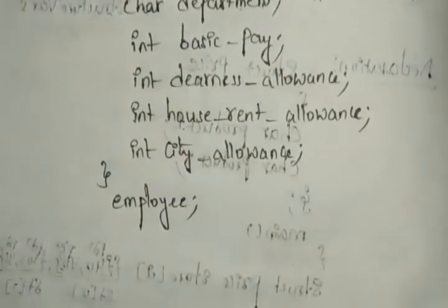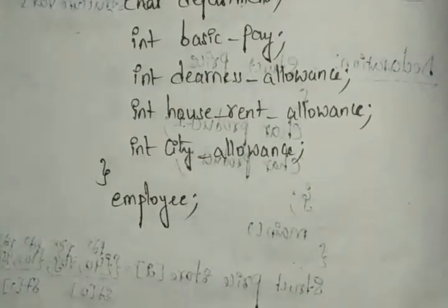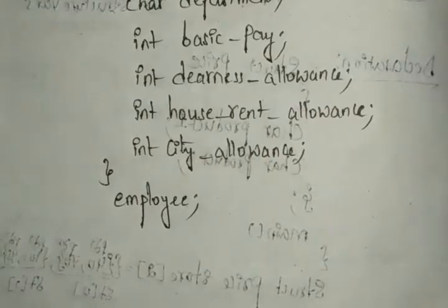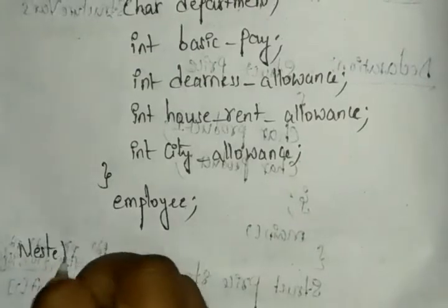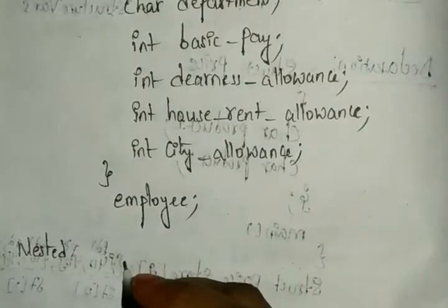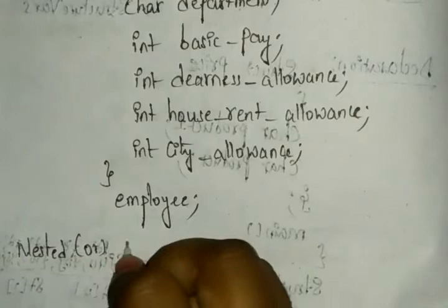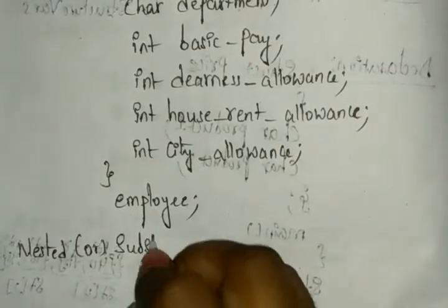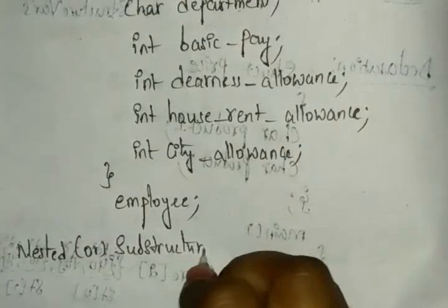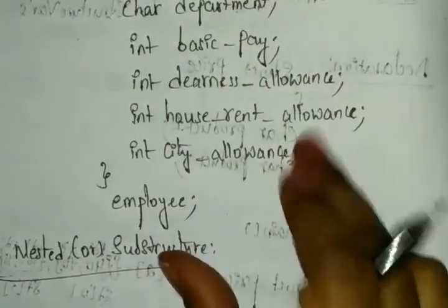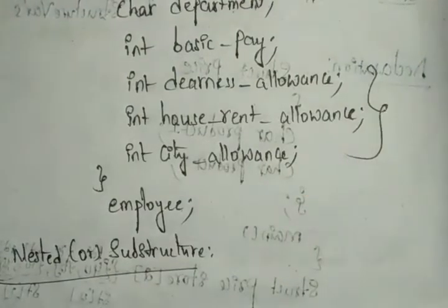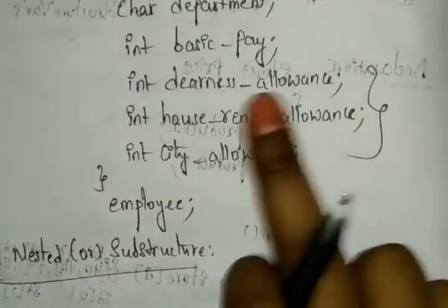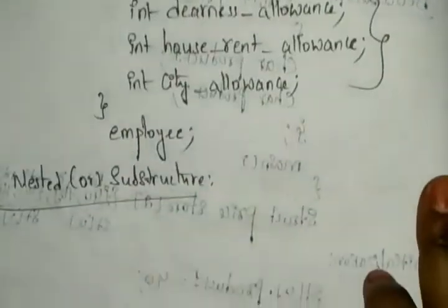Here I am writing the nested format, or you can call it a substructure. Why? Because I am taking these three allowances as one type, the allowance. You can see how we can write the nesting structure.